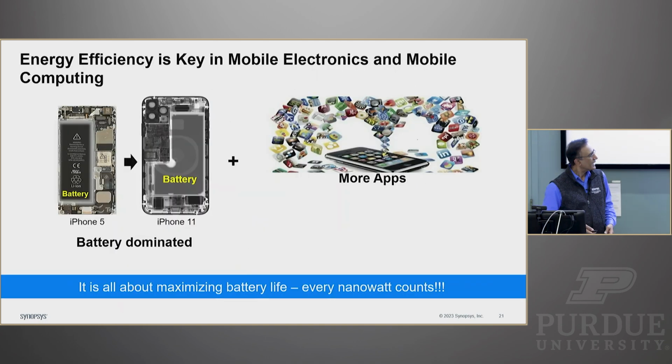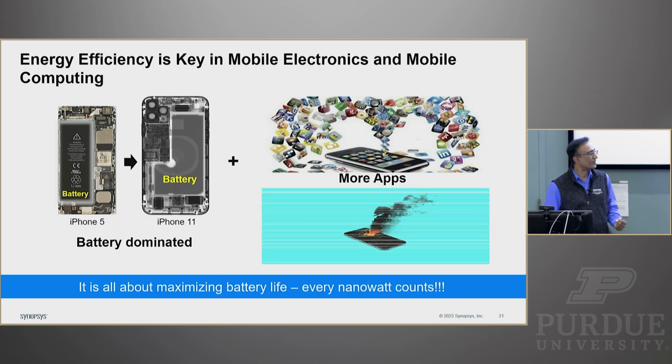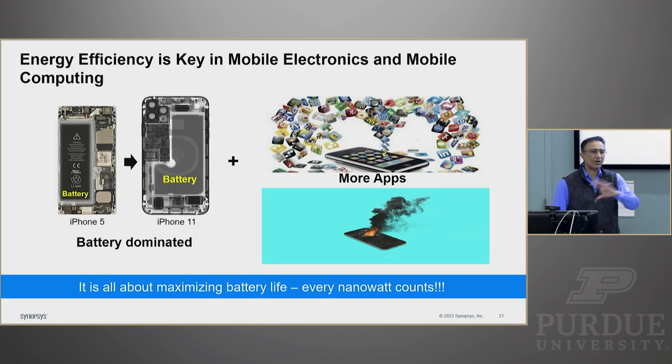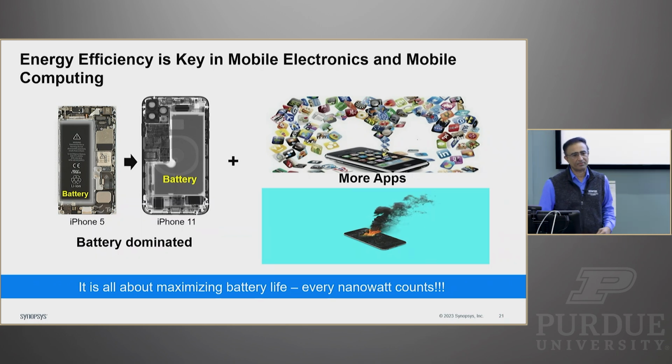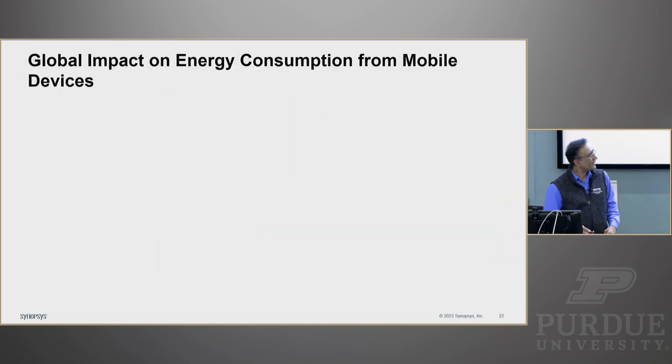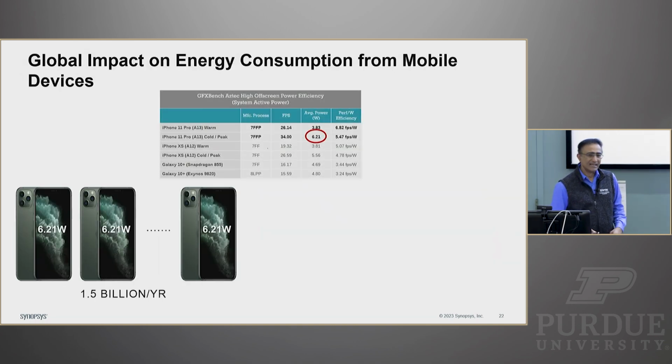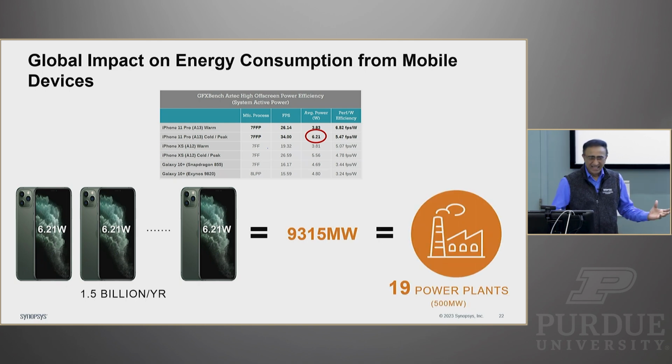Right? Now, the reason I brought this up is the most important overarching technical challenge in chip design is power. There is no other bigger challenge. How do you do something at the lowest power possible? And to give you an idea of why power is so important, take a look at the global impact.